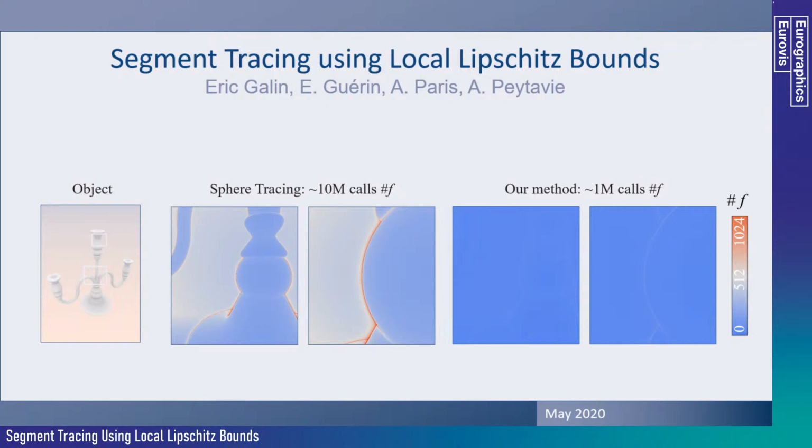Hi everyone, and welcome to this session. I am going to present segment tracing, which is a new algorithm for computing the intersection between a ray and a procedurally defined implicit surface.